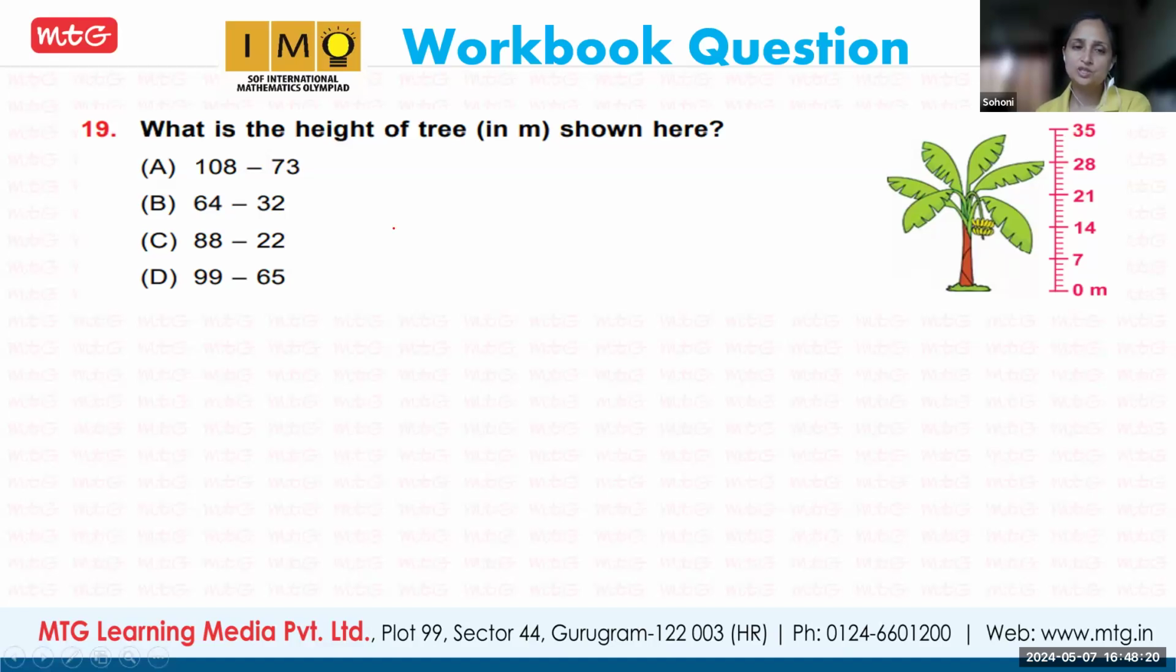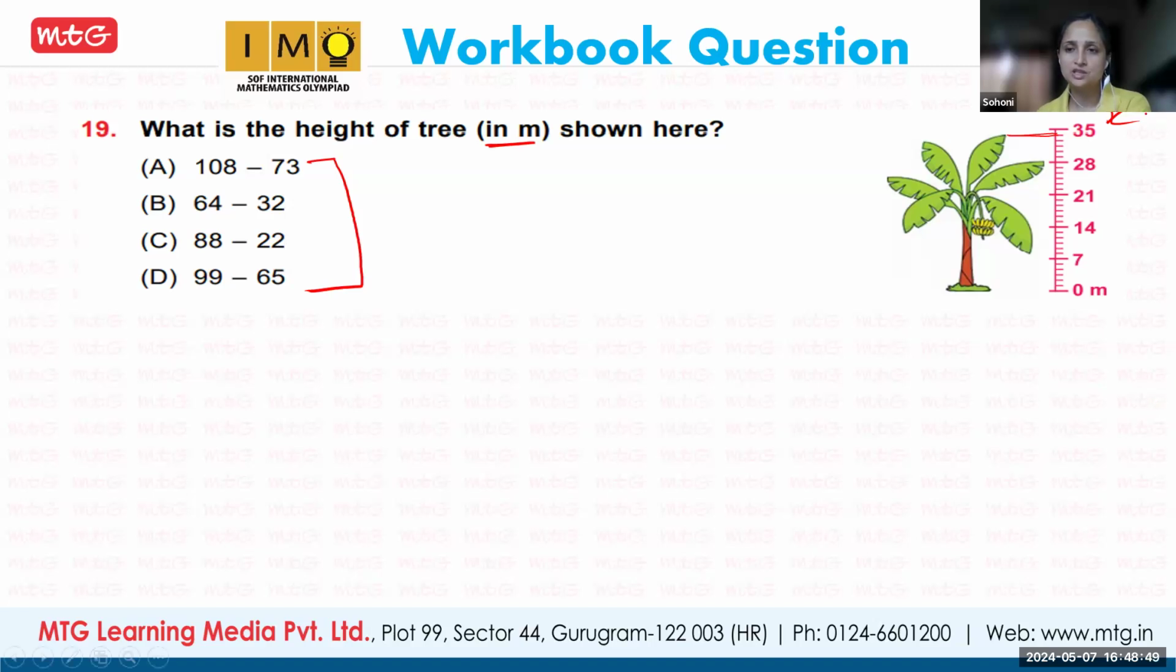Okay, next question is, what is the height of the tree in meters shown here? Total is given as 35, but you have to check the top. Top is the same as 34. So height of the tree is 34. Now you have to find here which one is the same as 34. That will be your answer.